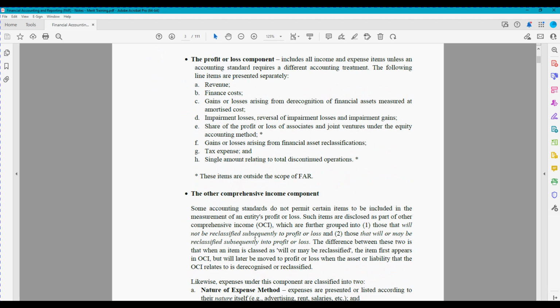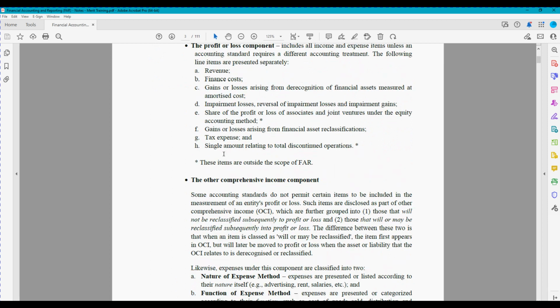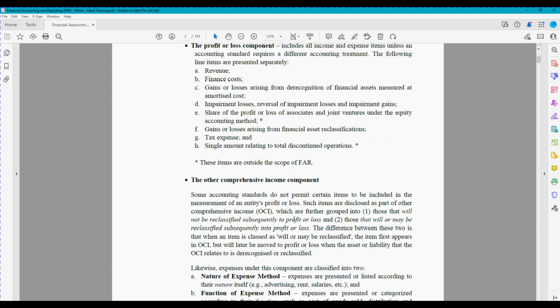And the reason we have to split this out is because there's certain accounting standards which don't allow certain items to be included in the normal profit and loss. And they're treated like that because they're quite different items. Either they have an unusual nature and need to be isolated from the underlying business model, or for other reasons. So basically we group them into two categories within OCI.